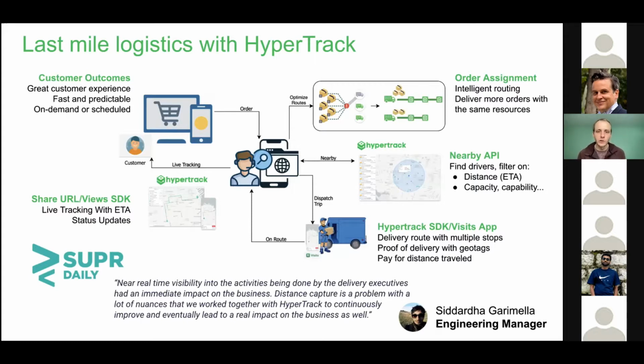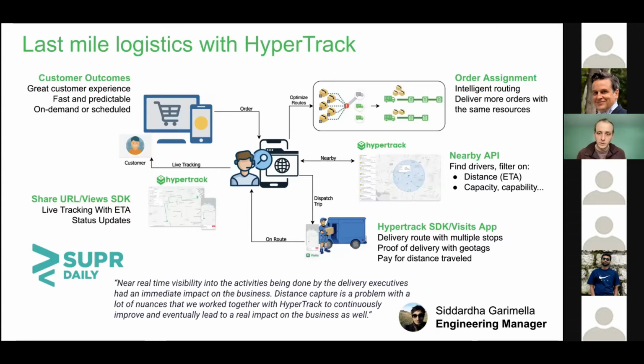They want to start with the hardest piece, which is assignment. So HyperTrack does offer order batching and routing. So you give us a bunch of orders and your resources, we tell you the best way to deliver them. That's usually the scheduled use case.